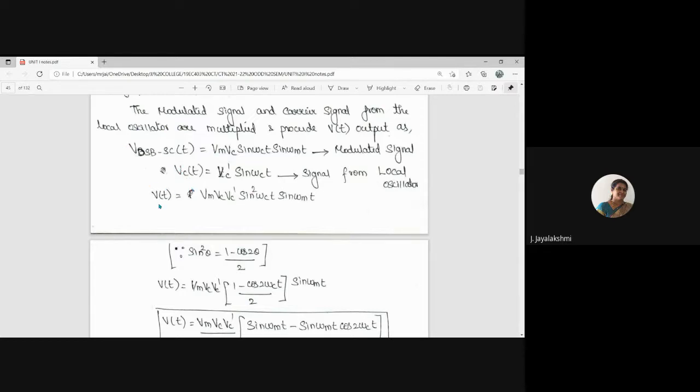So the V of t which is coming out of the product modulator is Vm, Vc and Vc dash. All these three are the amplitudes of the signal. And of course sin omega ct and sin omega ct both together are going to be sin square omega ct, and this sin omega mt. So I'll make use of the trigonometric expression for sin square theta.